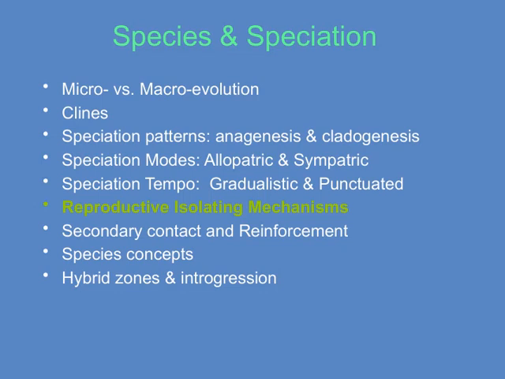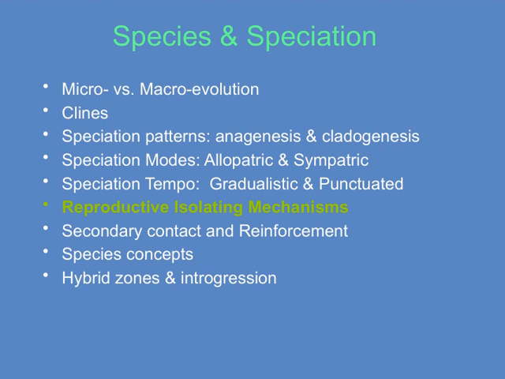Let's dive into species and speciation. First, we have micro versus macroevolution. Microevolution refers to small genetic changes within a population over time, while macroevolution involves larger, more significant changes that lead to the emergence of new species. Next, we encounter clines, which are gradual changes in traits across geographic areas, illustrating how populations adapt to different environments.